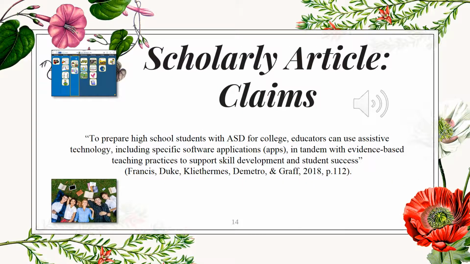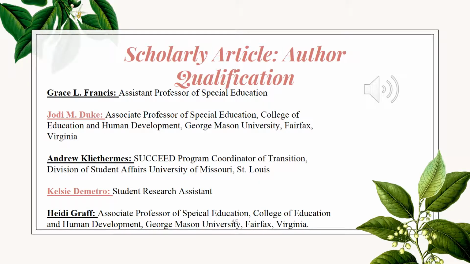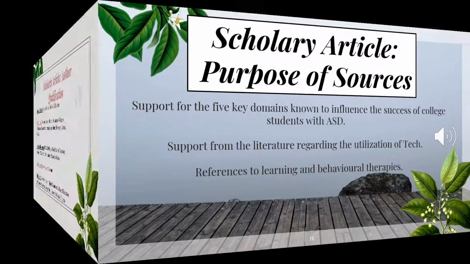The claim is rooted in addressing 5 key domains known to influence the success of college students with ASD, including academics, social interactions, living outside the family home, executive functioning, and mental health. The authors' backgrounds indicate that they have appropriate qualifications, and further review indicates that Grace has approximately 20, while Heidi has 4 published papers in peer-reviewed journals. Also, the authors received no financial support for the paper.